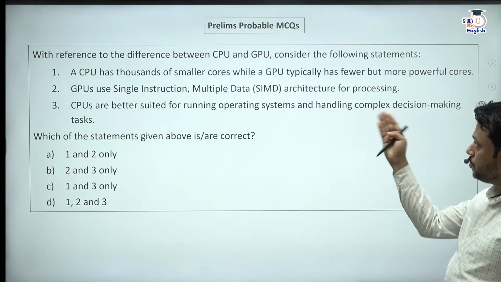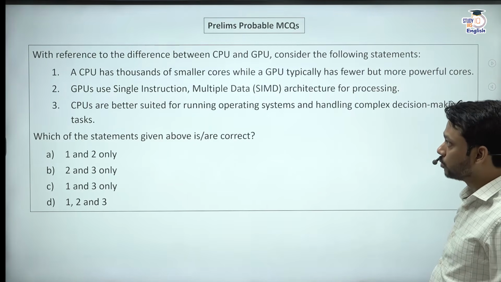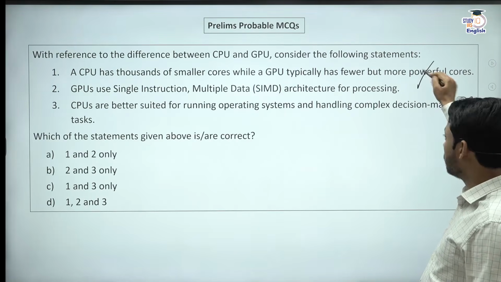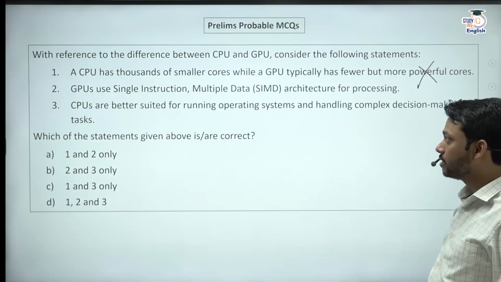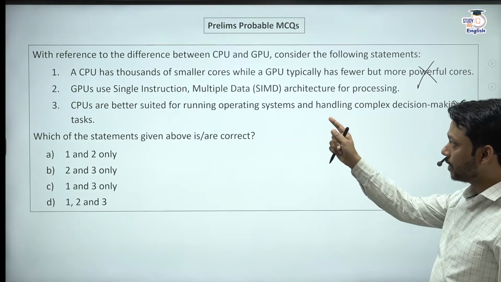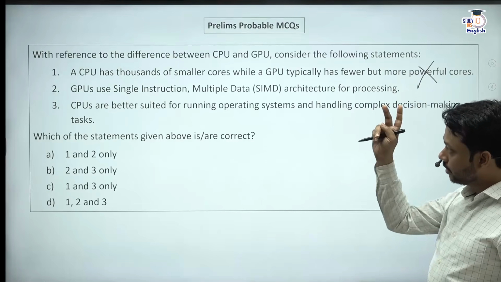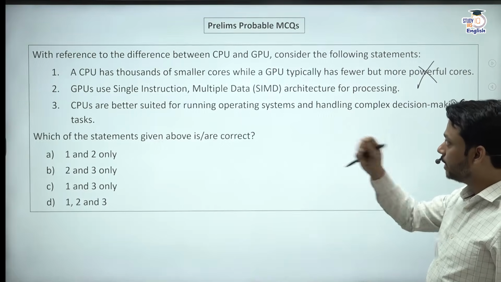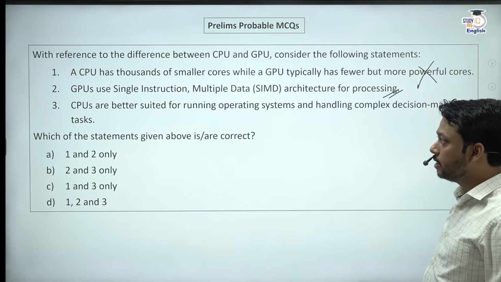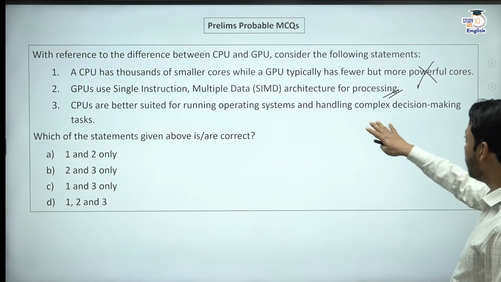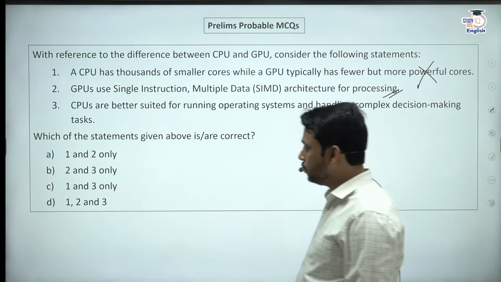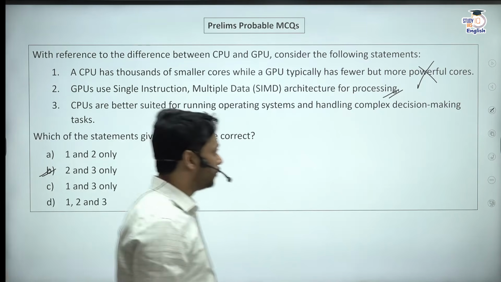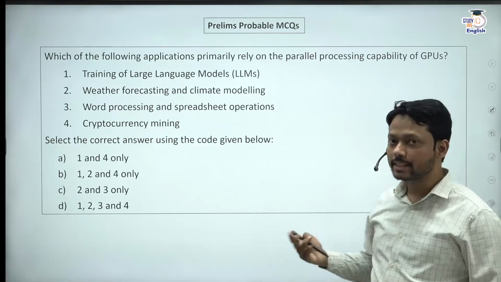With reference to the difference between CPU and GPU, a CPU has thousands of smaller cores. No, a CPU has a smaller number of larger cores. The GPUs are single instruction, multiple data. That's right. It does simple tasks. Even a single instruction is broken into multiple and run in parallel. Single instruction, multiple data, that is the architecture. That's right. CPUs are better suited for running the operating system and handling complex decision-making tasks. Yes, CPUs will not be replaced. CPUs will always be there, and GPUs are going to be there for specialized tasks.